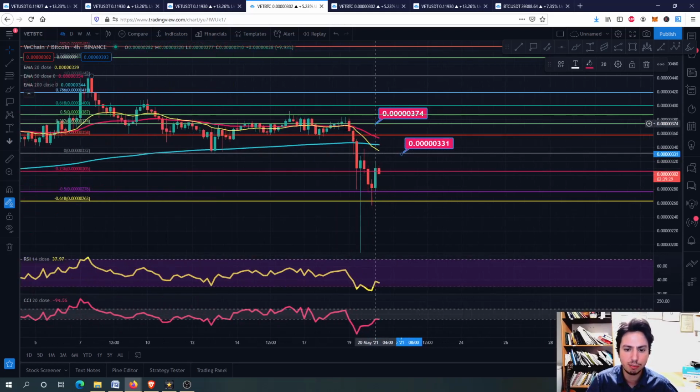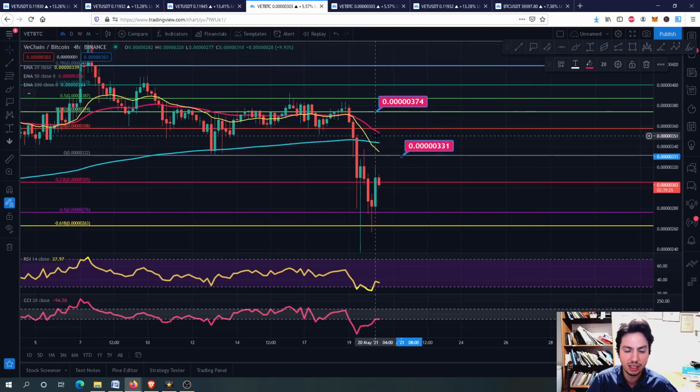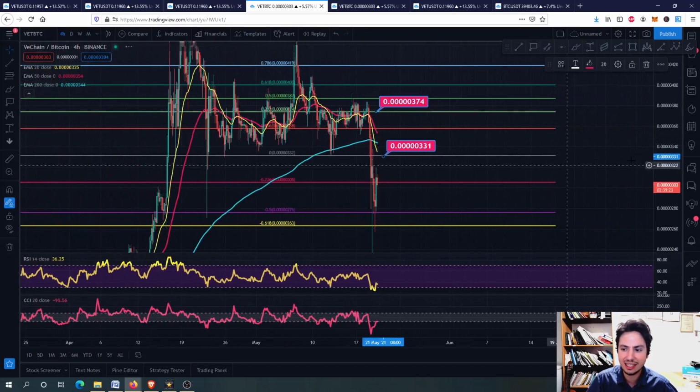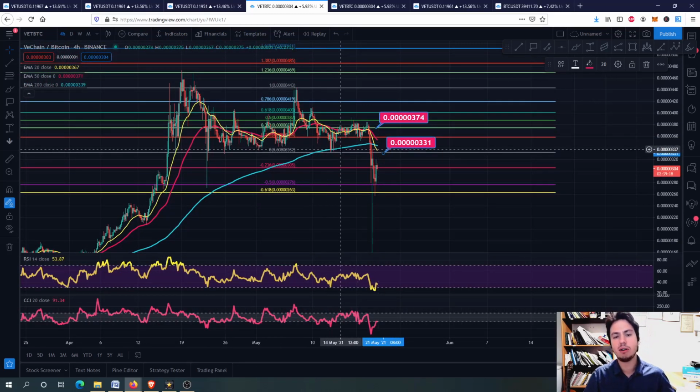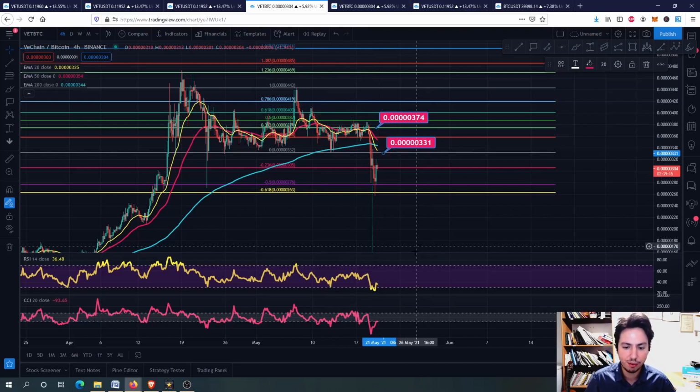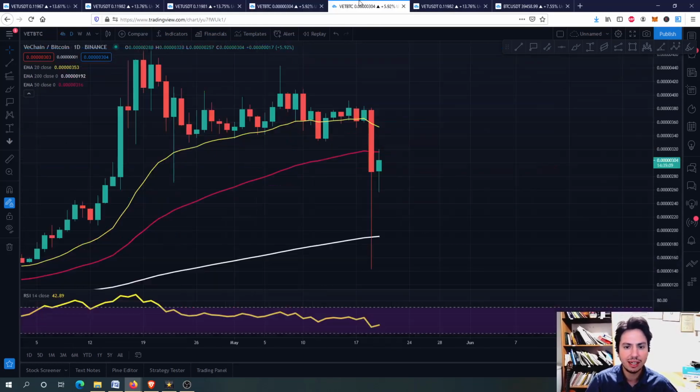Right now it is underperforming against Bitcoin because the 20-day EMA is beneath the 50-day EMA. And you can see here in the chart that for the short term we went even down from the 200 EMA. So right now Vechain underperforms, and of course we might see further correction if Bitcoin has more of a correction. Let's go to the daily frame.